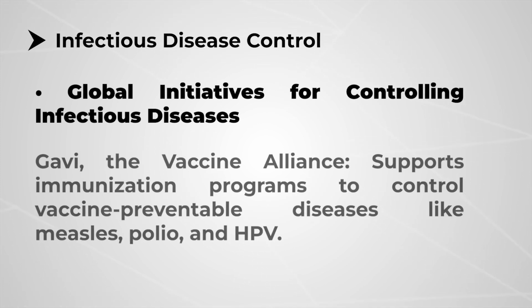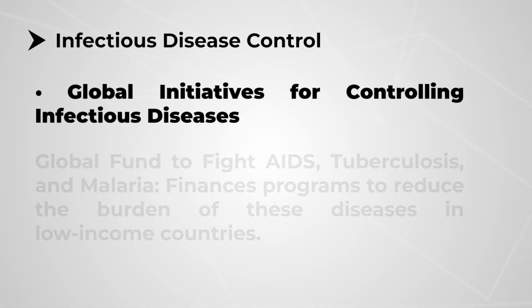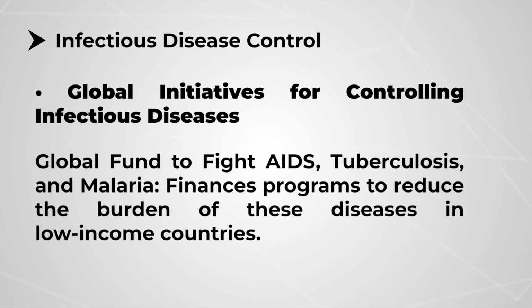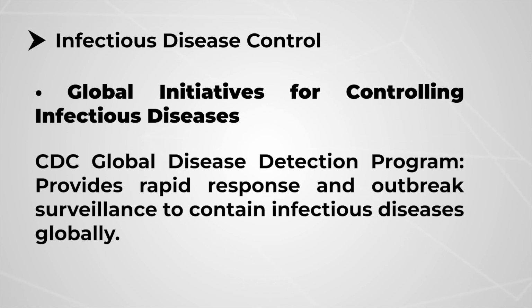So, for example, Gavi, the Vaccine Alliance, we have seen during COVID-19 how this alliance supports immunization programs to control vaccine-preventable diseases like measles, polio and HPV. The Global Fund to Fight AIDS, Tuberculosis and Malaria finances programs to reduce the burden of these diseases in low income countries. The CDC Global Disease Detection program, for example, provides rapid response and outbreak surveillance to contain infectious diseases globally.